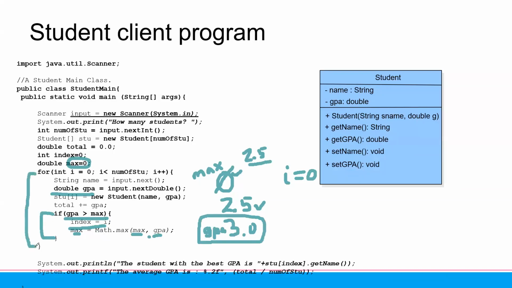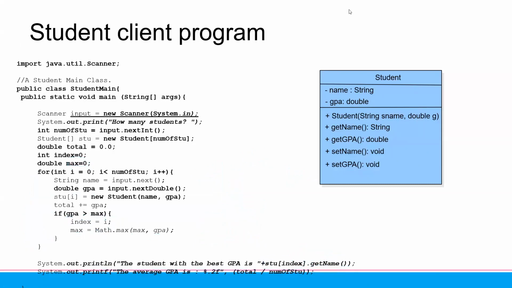After we finish this for loop, we want to check what is the best GPA for the student. In this case, the best GPA is the student at the index. So this is the index that we define here. And then I want to get the name. After I can show the name, I want to know what is the average of the GPA. So the average of the GPA is the total divided by the number of students.